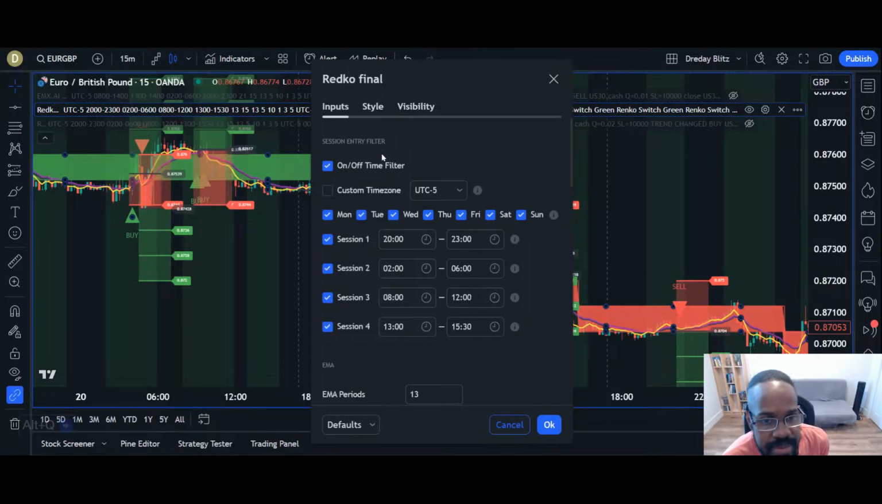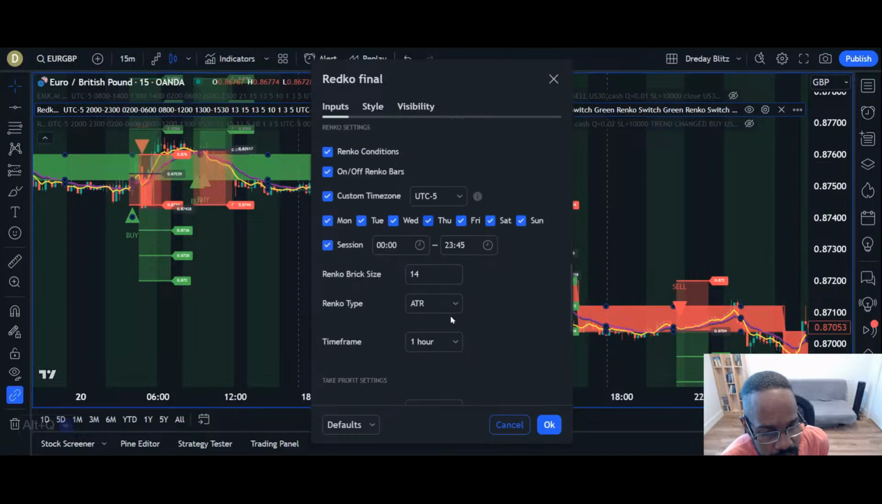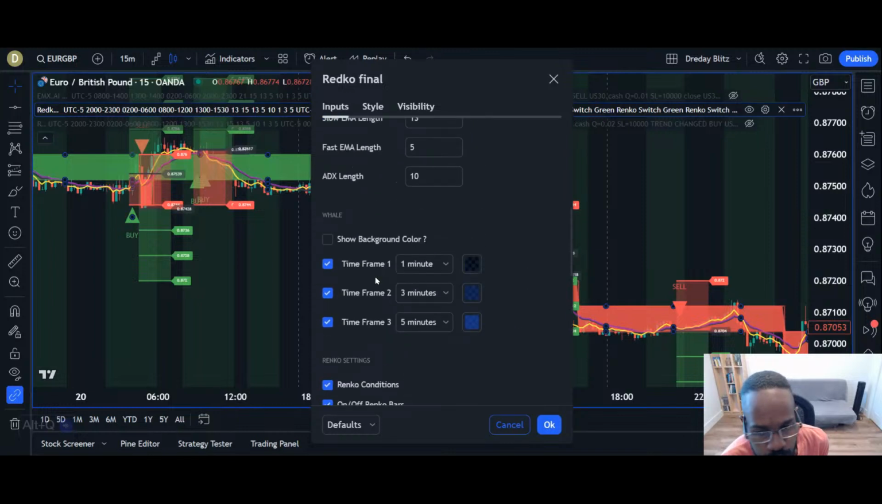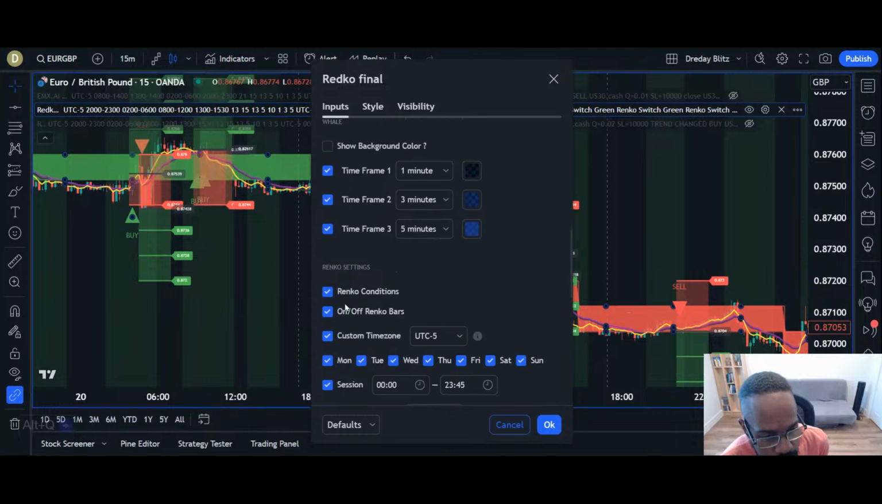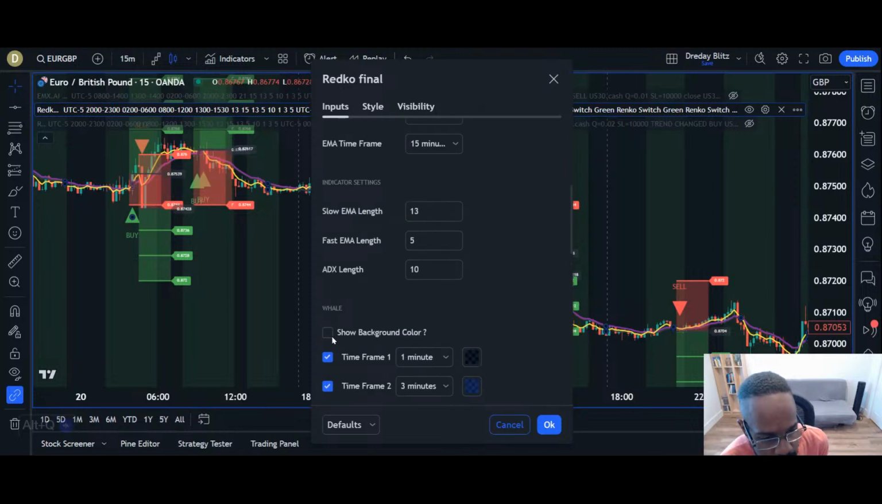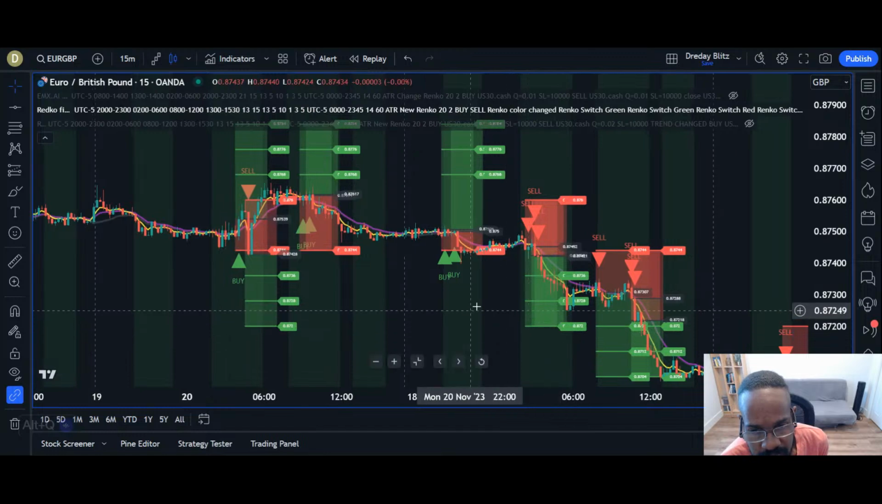So let me go back to the settings here. Basically, if you don't want to see the Renko bars anymore because it's already calculated with the signal, you just have to click on or off Renko bars, and you can remove the background for the whale entries. That way, it's going to be cleaner in the background. So that's exactly what you're going to see.